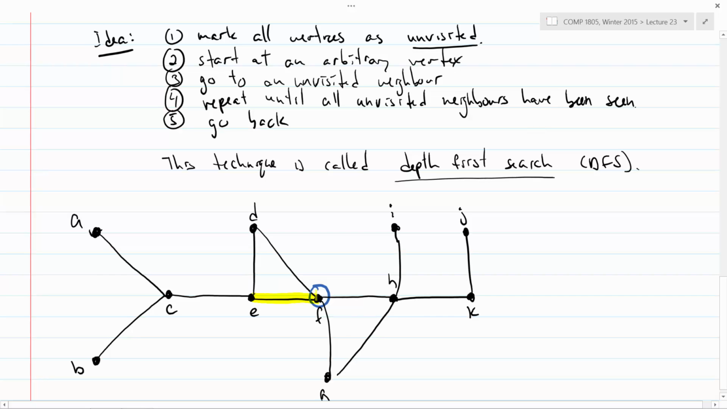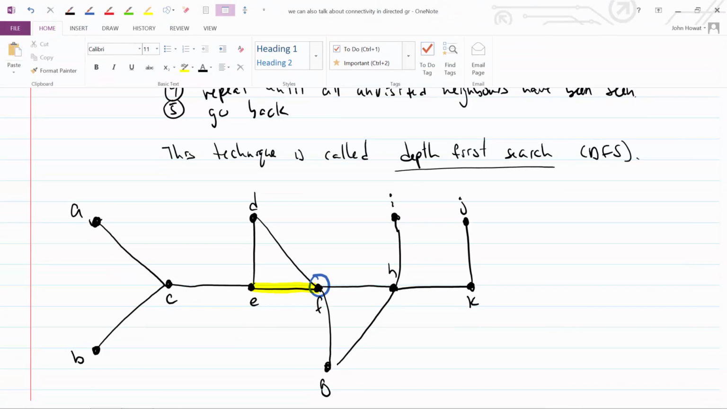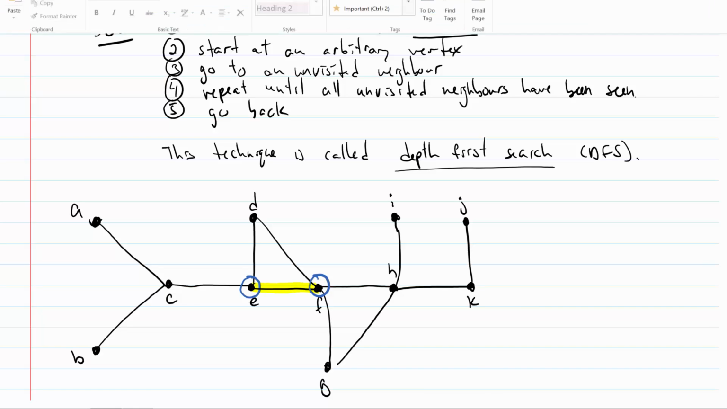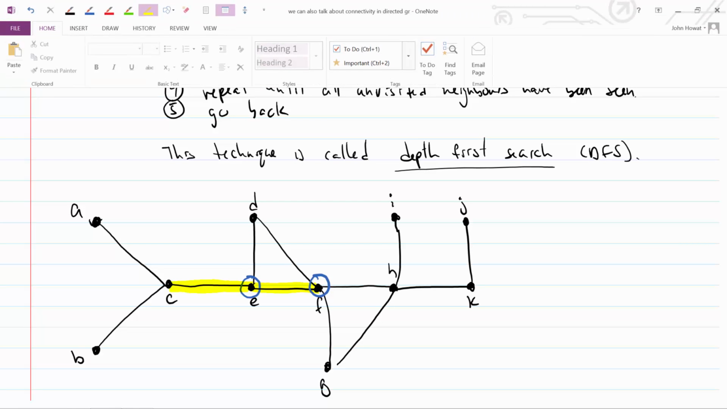E is an unvisited neighbor, so I'm going to highlight the edge that I walk on. So that's an unvisited neighbor, so now I visit it. So now E is visited. And now I repeat. I go to an unvisited neighbor, and I visit it. So maybe C is the neighbor I pick. Right? There's lots of different choices I could make here. I'm just showing you one example. So I walk over to C. And now C has been visited.